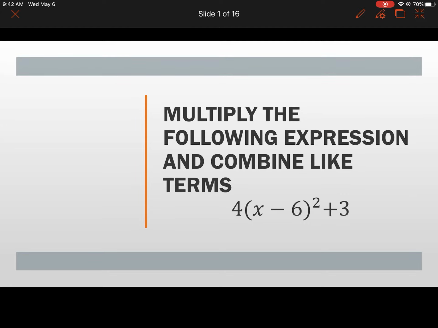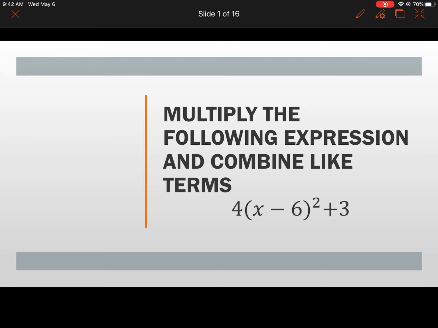Hey everybody, so this is going to be the second half of 7.4. So this is 7.4b, but before we get into it, I'd like to do a little exercise here. So what I want you to do is look at this expression and think about how you would expand it, multiply everything out, and combine like terms.